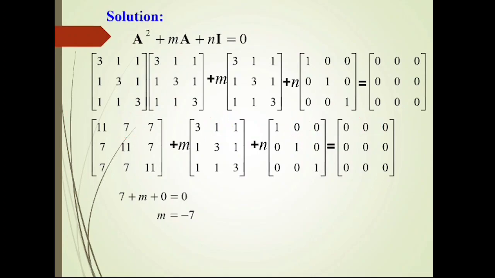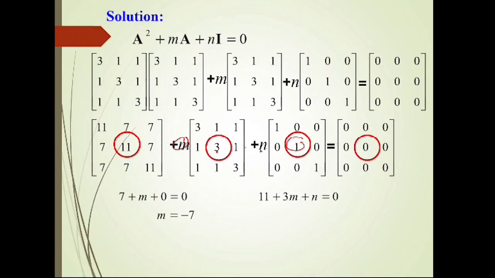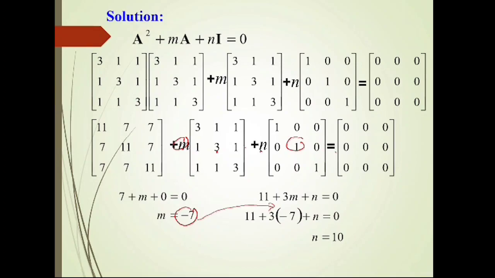Next, to find n, I can choose the second row and second column element. So choose the same element for the other matrices. This is just 11 plus m times 3 plus n times 1 equal to 0. Since you know your answer for m is -7, substitute it in, and then you will find your answer for n.